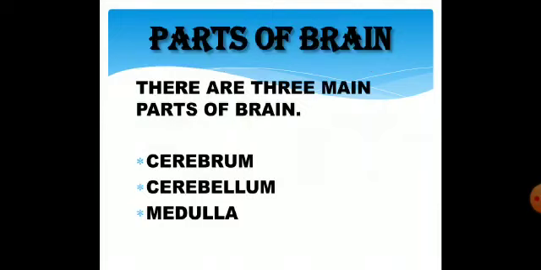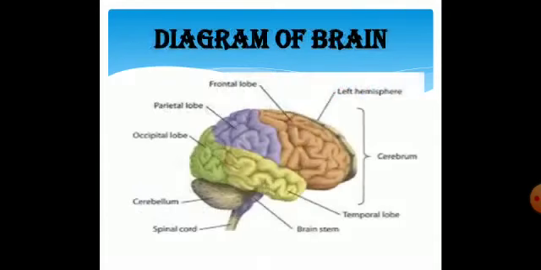Now come to the parts of brain. There are 3 main parts of brain: cerebrum, cerebellum and medulla. This diagram shows the parts of brain: cerebrum, cerebellum and medulla. And you can also see that cerebrum is divided into 4 lobes: frontal lobe, parietal lobe, occipital lobe and temporal lobe. Medulla is also called the brain stem.